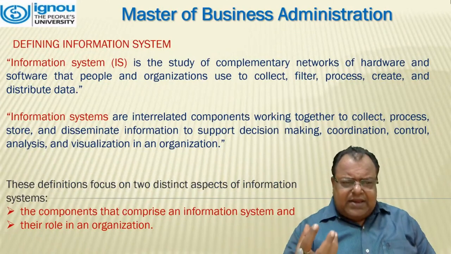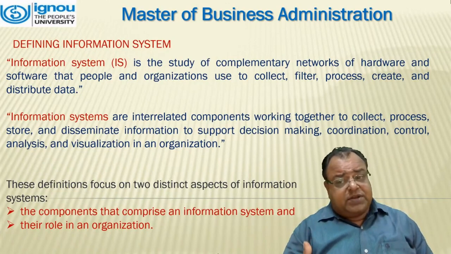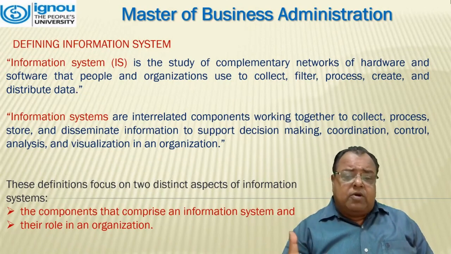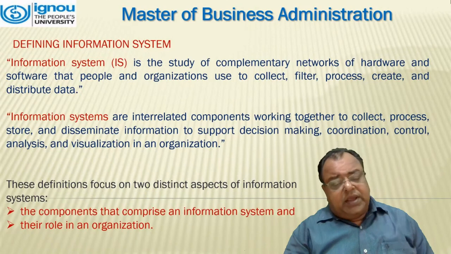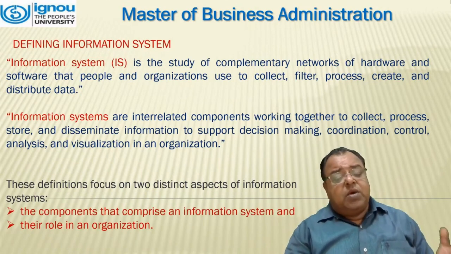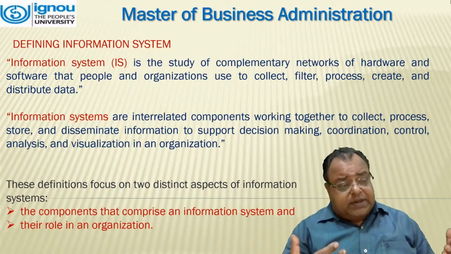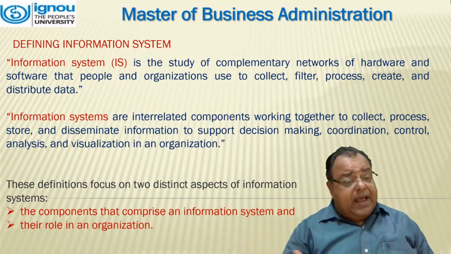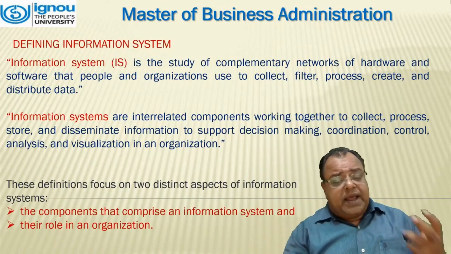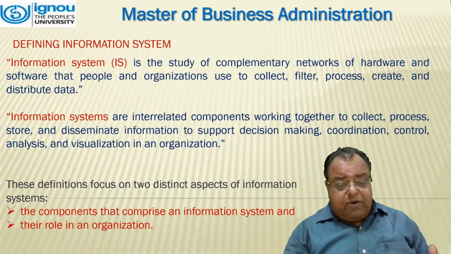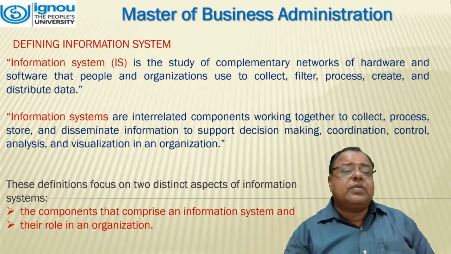Now, what exactly is meant by information system? Information systems study complementary networks of hardware and software that people and organizations use to collect, filter, process, create, and distribute data. Information systems are interrelated components working together to collect, process, store, and disseminate information to support decision making, coordination, control, analysis, and visualization in an organization. These definitions focus on two distinct aspects of information system. The first one is the components that comprise an information system, and the second one is their role in an organization.